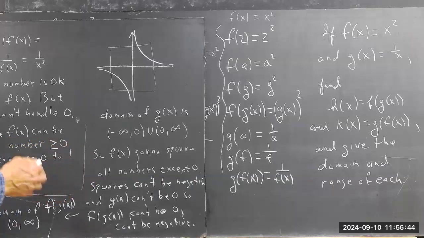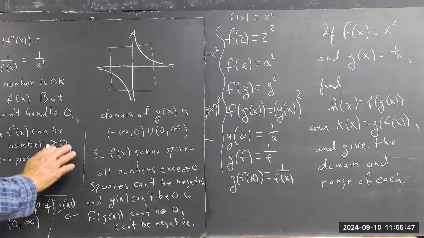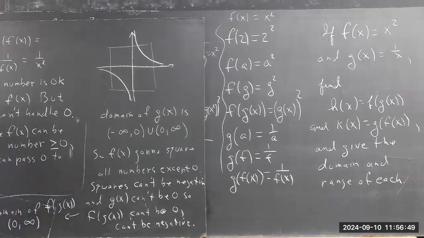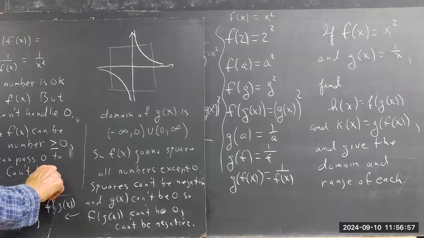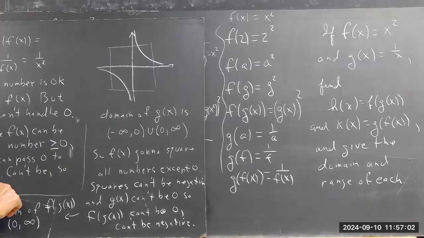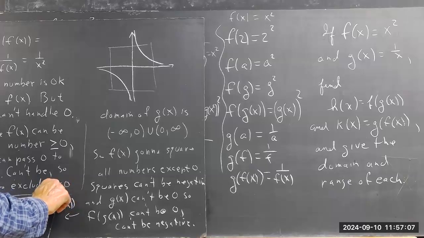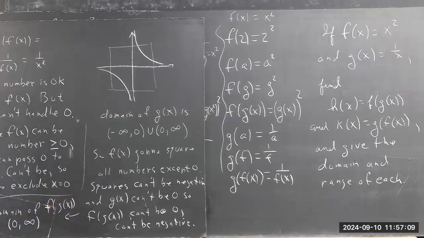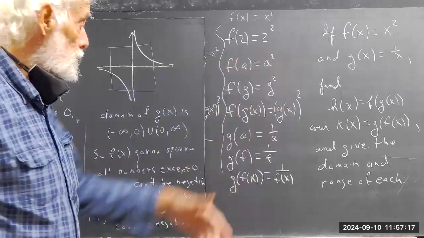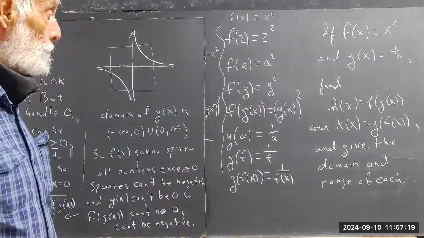f of x can pass on 0 to the g of x function. That can't be. So we've got to exclude x equals 0. And then the domain of g of f of x is again going to be the same as this. And of course, it's the same expression. It's 1 over x squared either way.